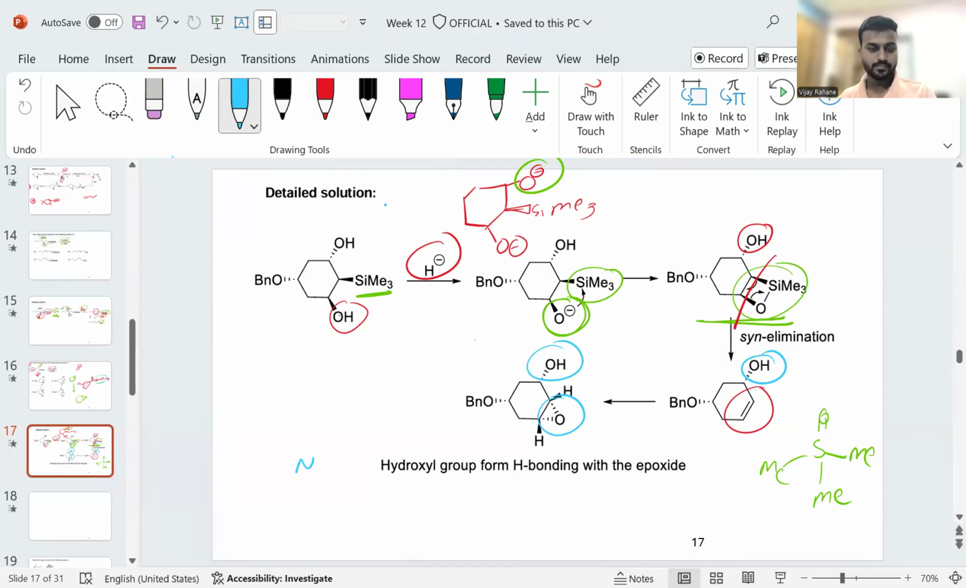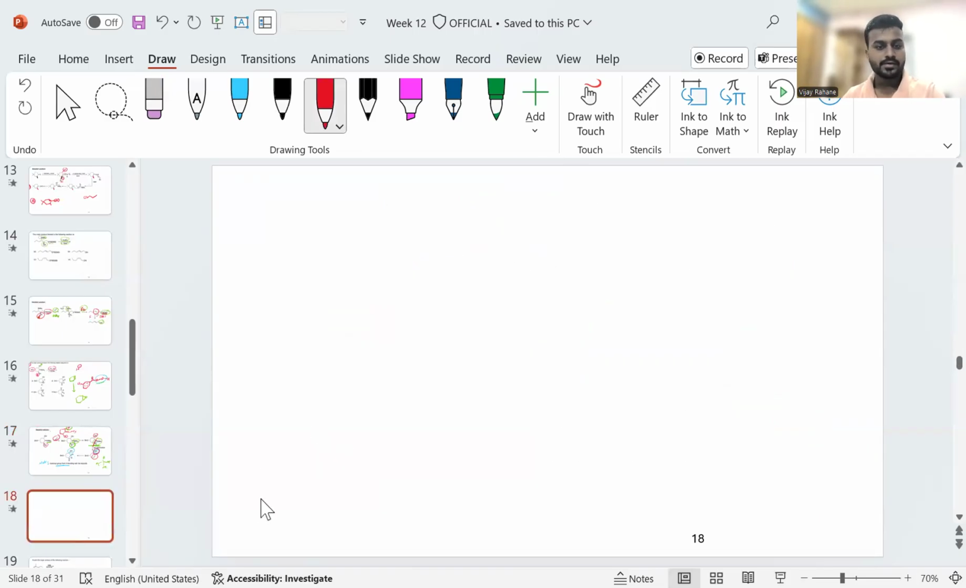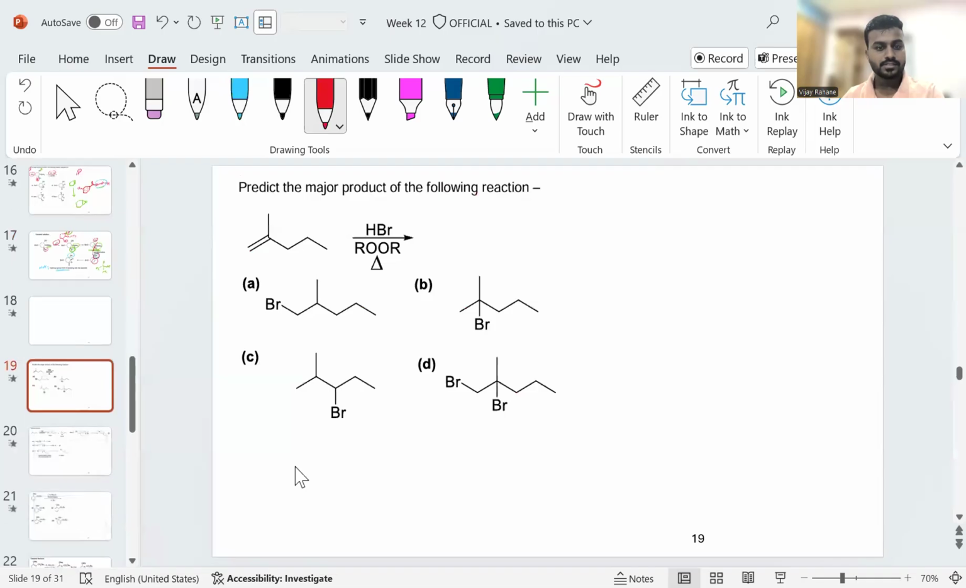This is the important point here: the stereochemistry of the epoxide is driven by the hydroxy group present in the starting material. So this was the reaction. I think this was the question. This is the last question from week 12, and then we'll solve some general questions from weeks 1 to 12.